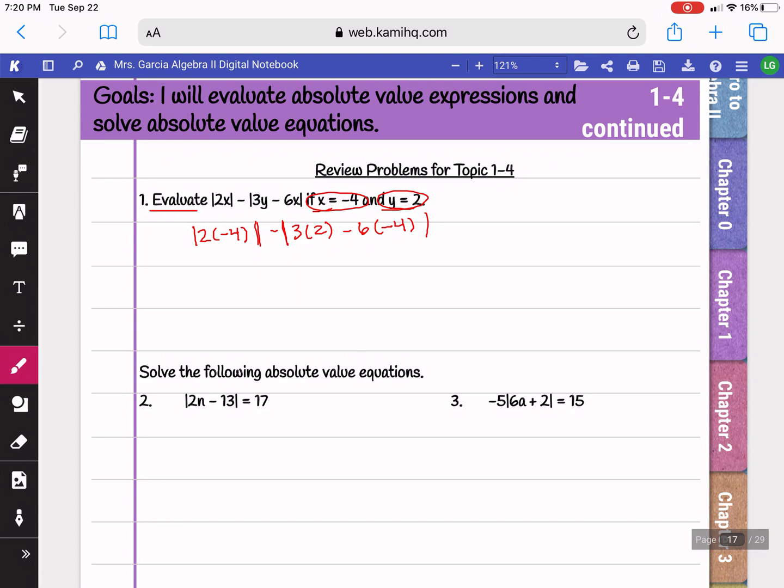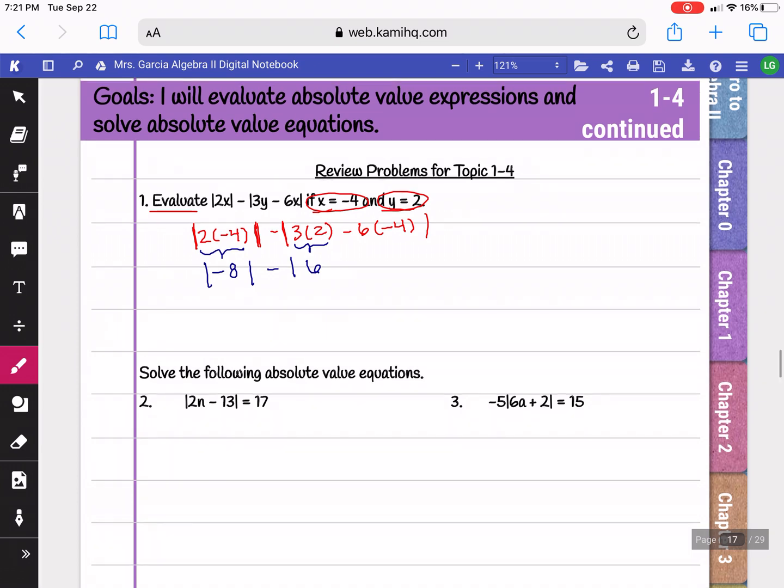Now that we've plugged in our numbers for our variables, we can start to simplify. So in this absolute value, 2 times -4 is -8. In my next absolute value, 3 times 2 is 6. And -6 times -4 is positive, or plus, 24. Now I can also simplify 6 plus 24, and that gives me 30.